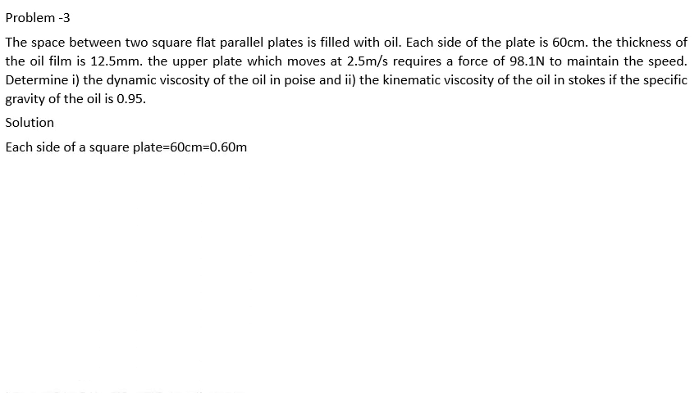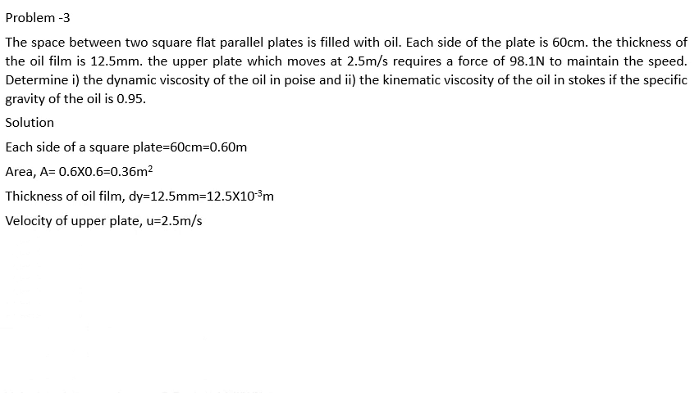The solution: each side of a square plate, that is 60 centimeter, is equal to 0.60 meter. Area of the plate is given. By using these sides, the area is equal to 0.6 into 0.6, that is equal to 0.36 meter square. Thickness of oil film, dy, is given as 12.5 millimeter, equal to 12.5 into 10 to the power minus 3 meter.